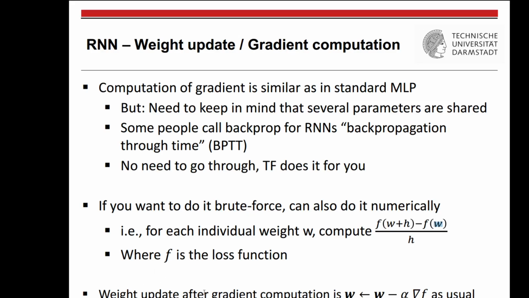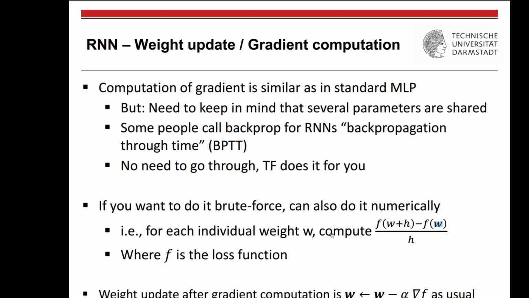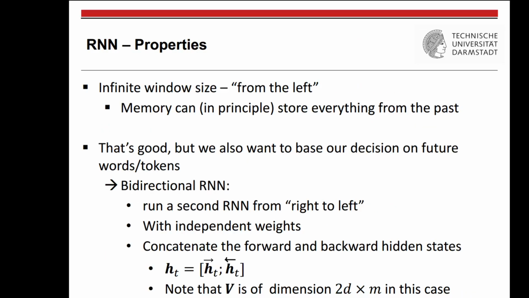And then we do again the same weight update after the gradient computation, because we do gradient descent. We take our current weights. So W here stands for all the weight matrices, right? We have 3 weight matrices plus the biases. We take those, and we subtract alpha times the gradient of our loss function to get our new weight matrices, okay?